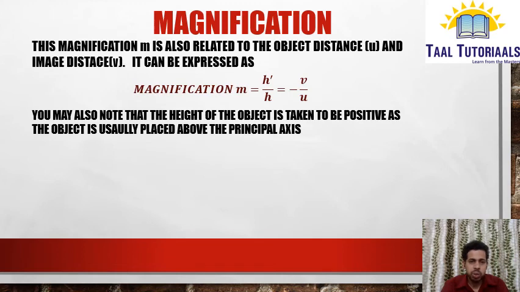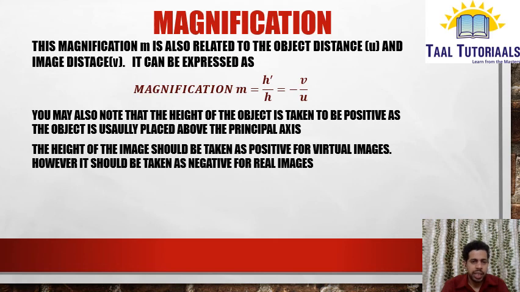You may also note that the object is usually placed above the principal axis, so we will take the height of the object as positive. The height of the image should be taken as positive for virtual images. Virtual images usually form above the principal axis, therefore you have to take it as positive. However, it should be taken as negative for real images. Real images will form below the principal axis, inverted images will form. So we have to take negative sign for the real images.